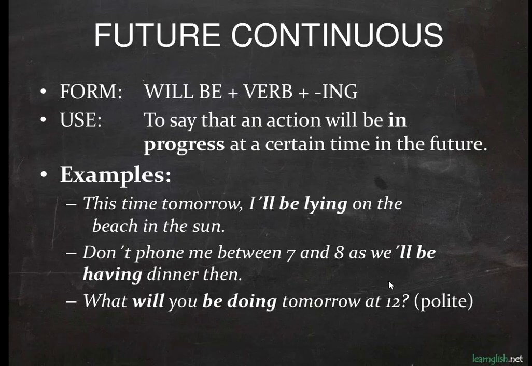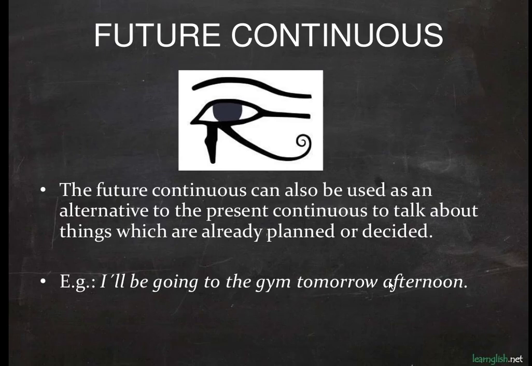Examples: this time tomorrow I'll be lying on the beach in the sun. Don't phone me between 7 and 8, as we'll be having dinner then. What will you be doing tomorrow at 12? This is a polite question. The future continuous can also be used as an alternative to the present continuous, to talk about things which are already planned or decided.